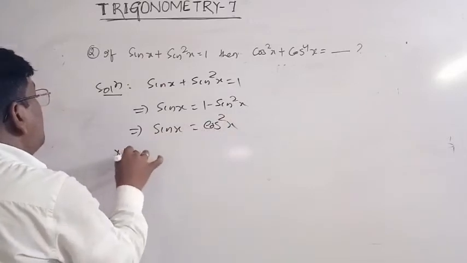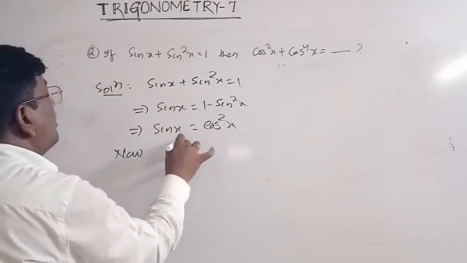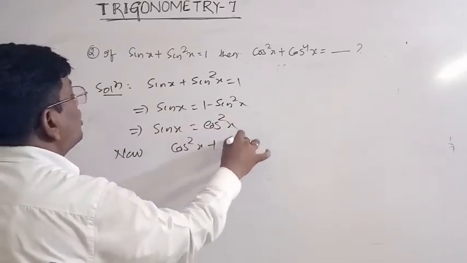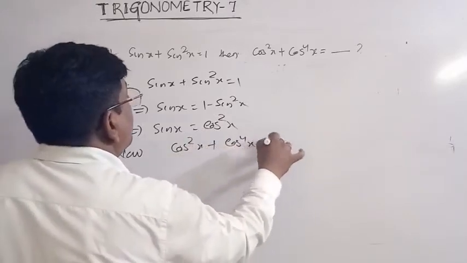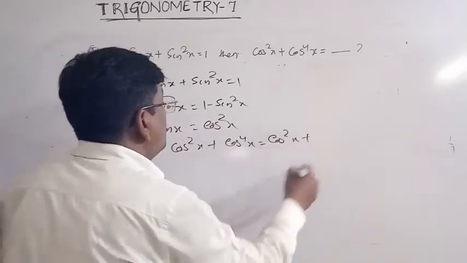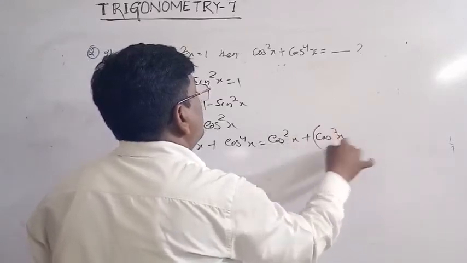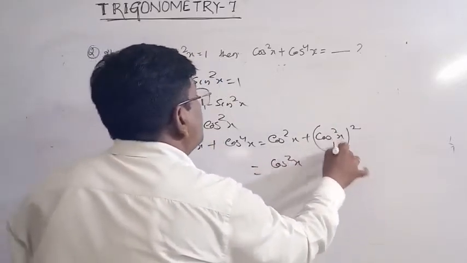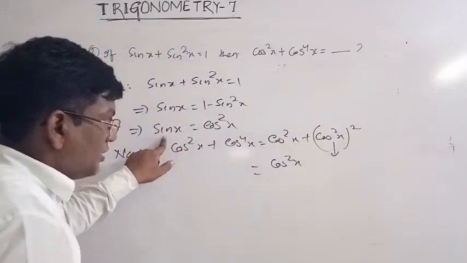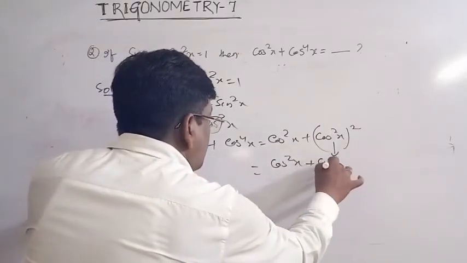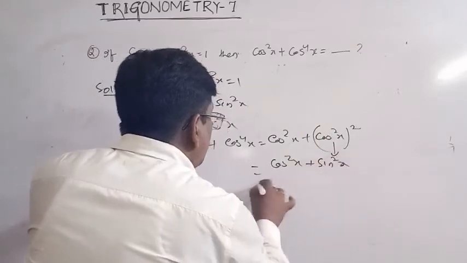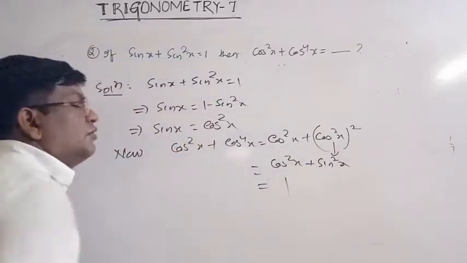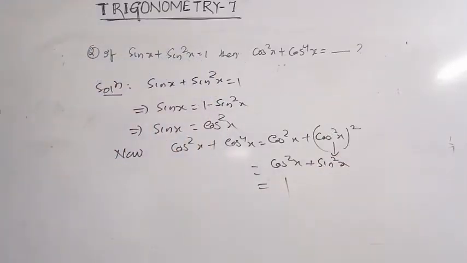Now what is here, cos square x plus cos 4th x. This can be written as cos square x plus cos square x whole square. So this is equal to cos square x plus, since cos square x means sin x, sin x whole square means sin square x. So cos square x plus sin square x equal to 1. The value is 1.